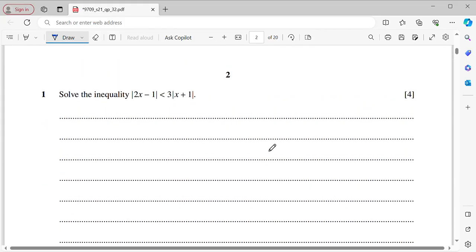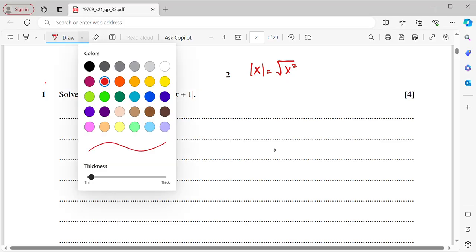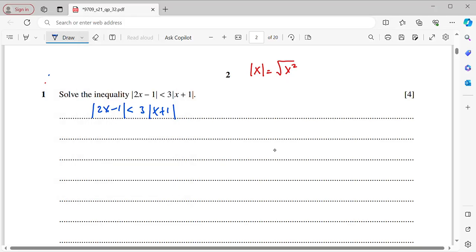Question number 1, solve the inequality: modulus of 2x minus 1 less than 3 times modulus of x plus 1. From here, we will use the definition of the modulus function. Just for your information, modulus x is the same as square root of x squared. That is the definition of the modulus function. Therefore, this will be changed to square root of (2x minus 1) squared is less than 3 times square root of (x plus 1) squared.